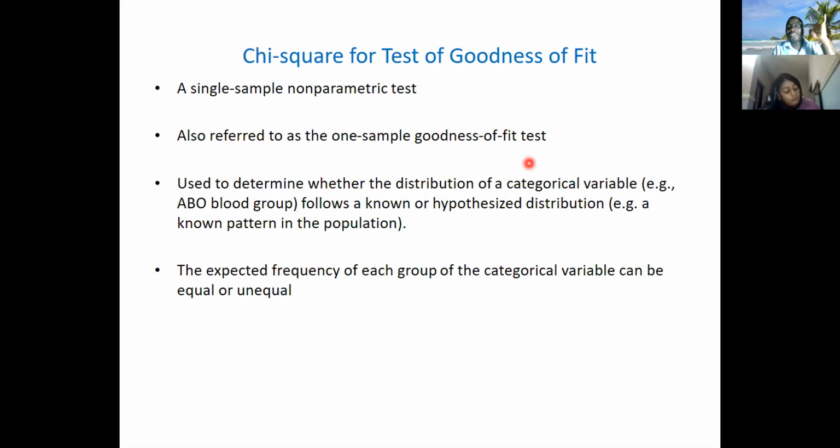It's used to determine whether the distribution of a categorical variable, for example, something like blood group, follows a known or hypothesized distribution, e.g., a known pattern. This one looks similar to the one sample t-test for a quantitative variable, where you have just one sample and want to compare the mean with a mean in the population. In that case, we talk about one sample t-test. But this is a categorical variable now.